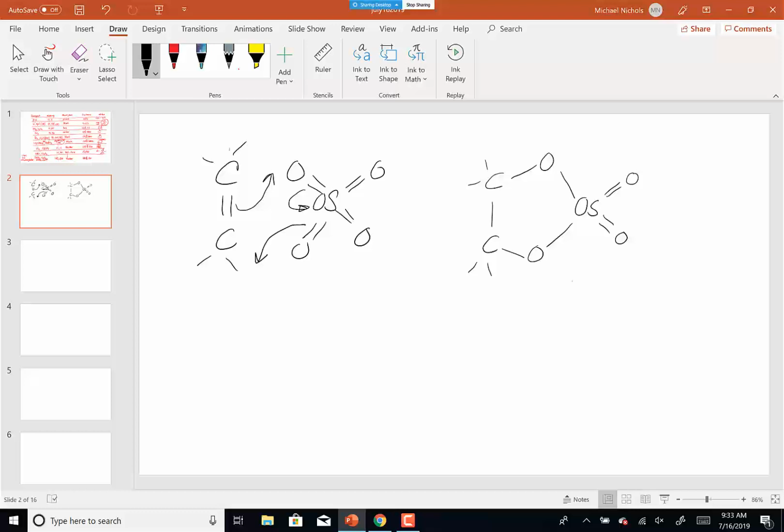So the 5-membered ring then is not big enough. If these carbons were attached to a ring, the 5-membered ring of the osmium tetroxide is not big enough to add an oxygen to the top face of the ring and then go around and add it to the bottom. A 5-membered ring's not big enough to do that.